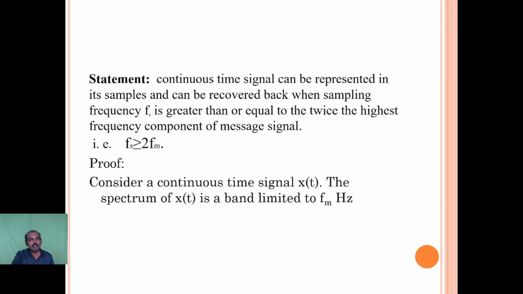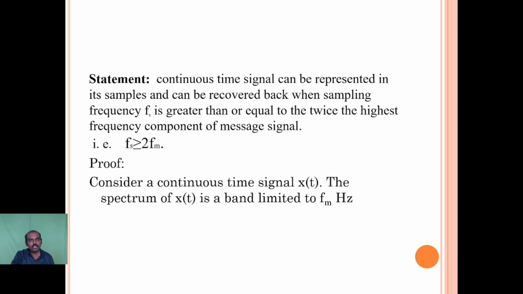Then sampling theorem statement. Continuous time signal can be represented in its samples and can be recovered back when sampling frequency Fs is greater than or equal to twice the highest frequency component of message signal. Fs greater than or equal to 2Fm. It's the sampling theorem condition. So here we can prove the sampling theorem. So we have three conditions. First one, Fs greater than or equal to 2Fm, Fs equal to 2Fm, Fs less than 2Fm. So in the next slide, we have to compare the three conditions.